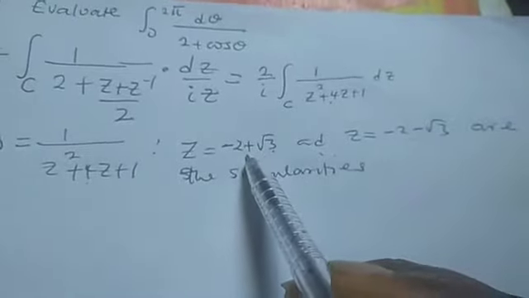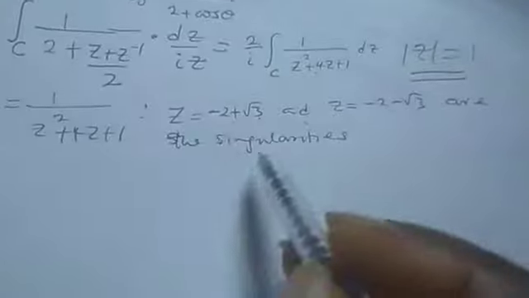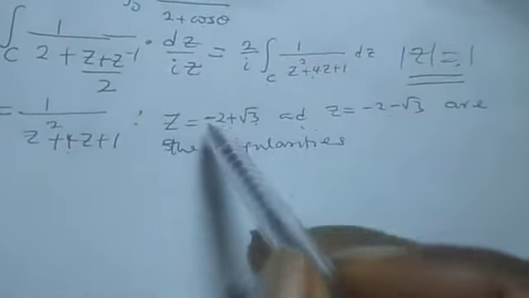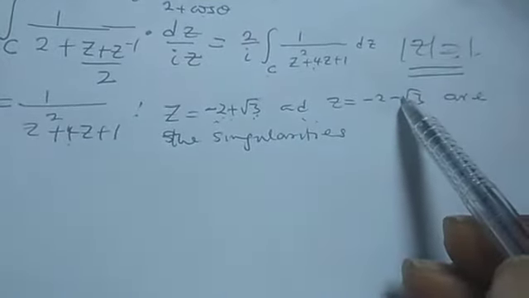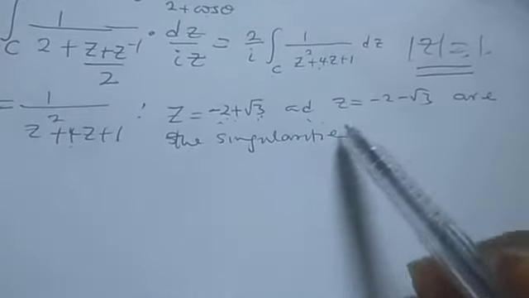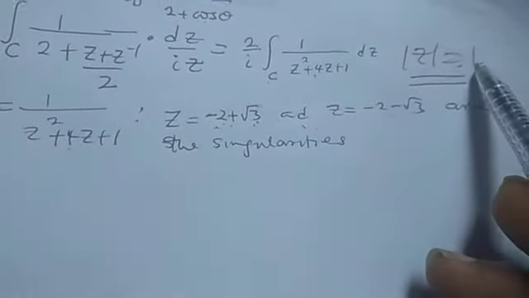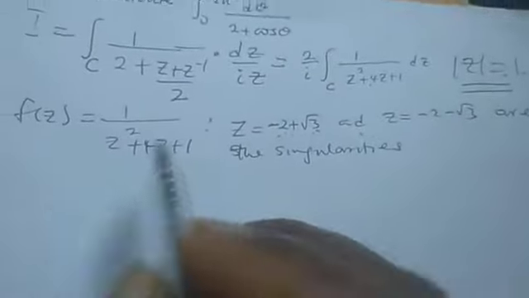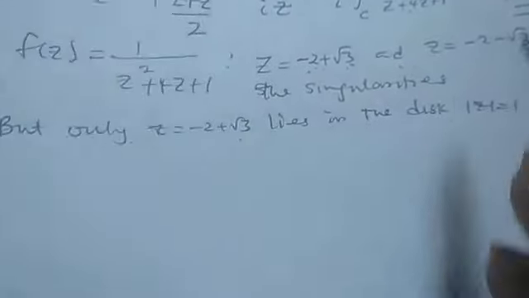The question now is, which one will lie in this c? We have said that c is this disk. So which one will have absolute value less than or equal to 1? So root 3 minus 2 will be less than 1. But for this one, minus 2 minus root 3, although it's negative, we need to take the absolute value. We need to neglect the negative. So you see that when you take the absolute value, it will be greater than 1. So only this one lies in the disk.